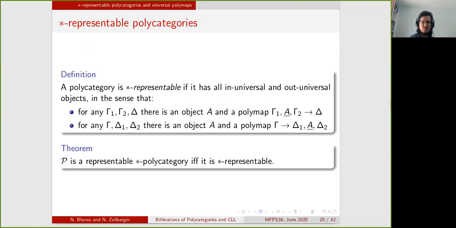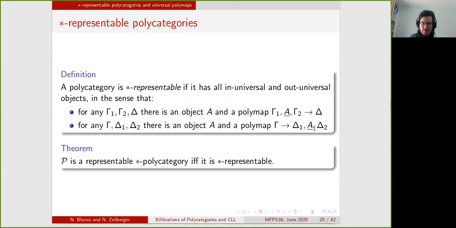Using that, we say that a polycategory is star representable if it has all universal objects. What we mean by that is that if you give me some list of objects that will specify all the input and output of a map except for one, so we leave one input empty, then I can give you this input and a polymap that is universal in A. And of course, the same for outputs.